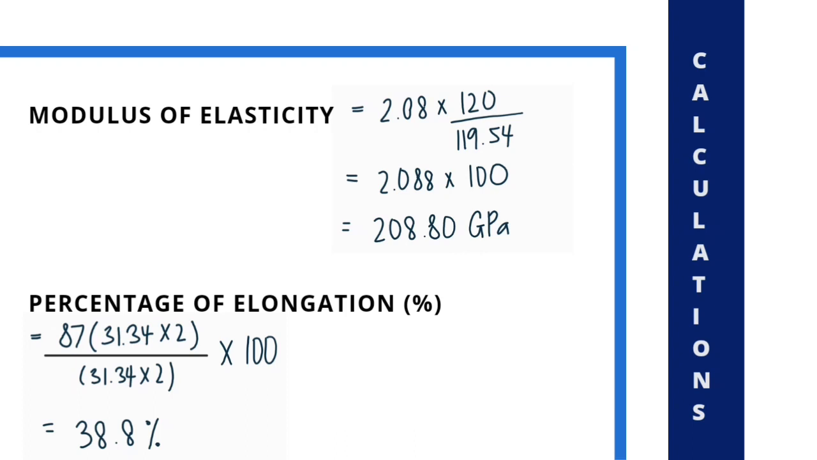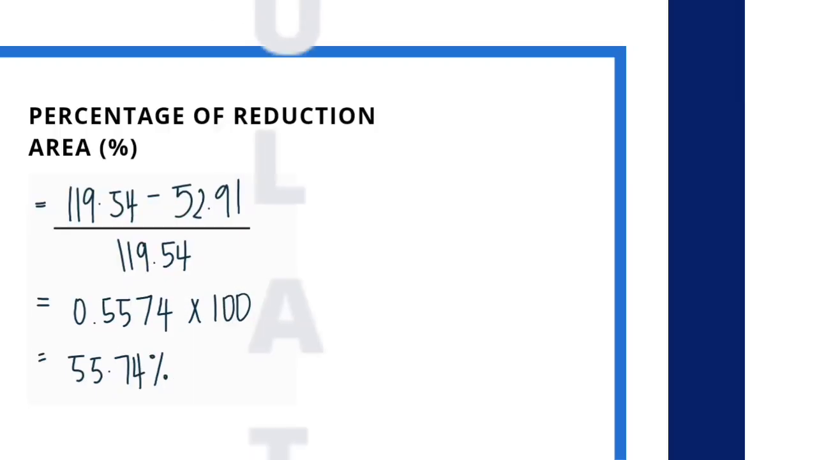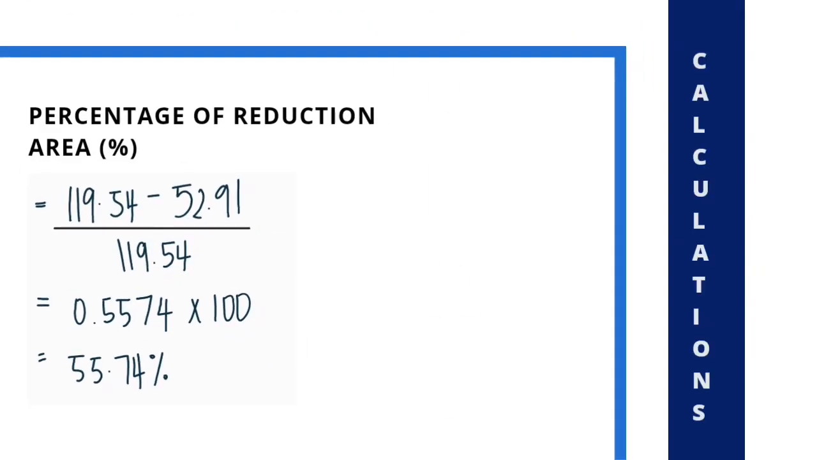Next, the percentage of elongation: 87 minus (31.34 times 2), divided by (21.34 times 2), and then from that value we times it by 100 and we get 38.8%. Percentage of reduction in area, we take 119.54 minus 52.91 and we divide it by 190.54, and the value from the above we times it by 100 and we get 55.74%.